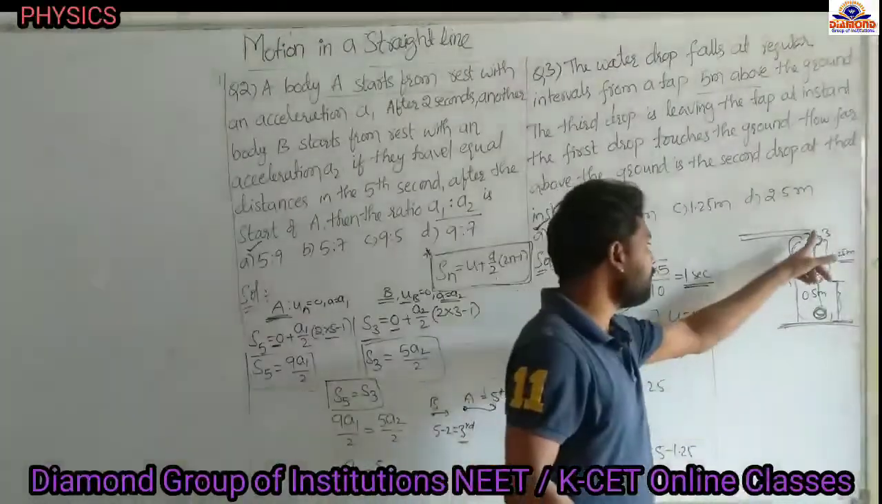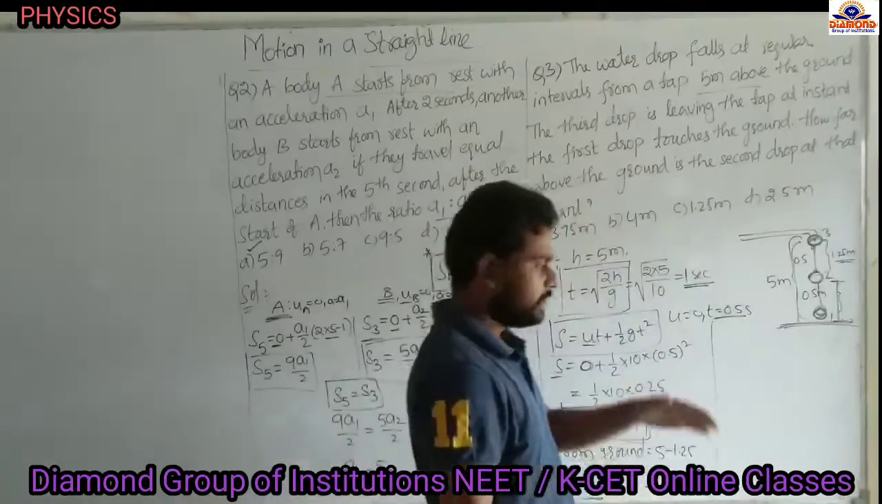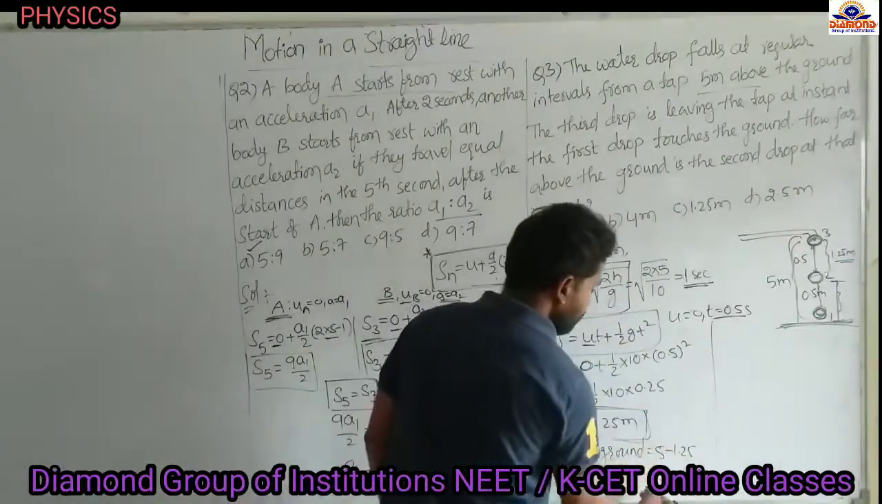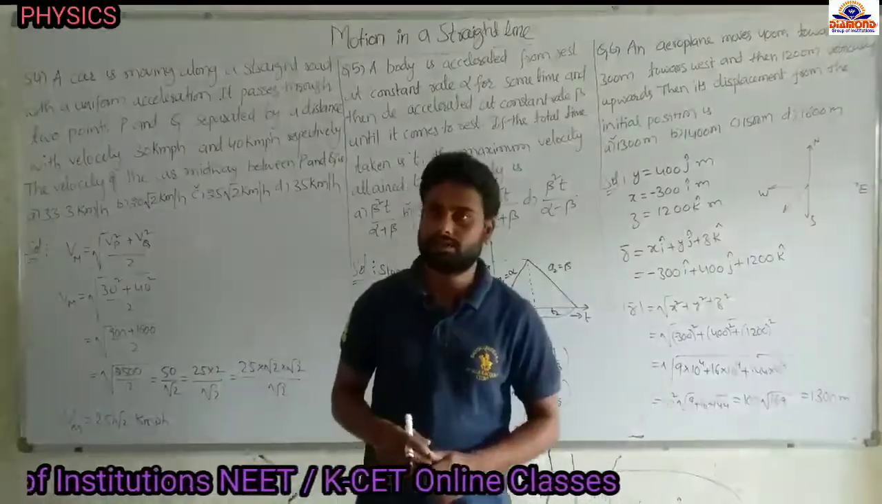So from the tap it is at 1.25 meters. So what is the height from the ground? From the ground, 5 minus 1.25, we will get 3.75 meters. Option A is the right answer. Next question.